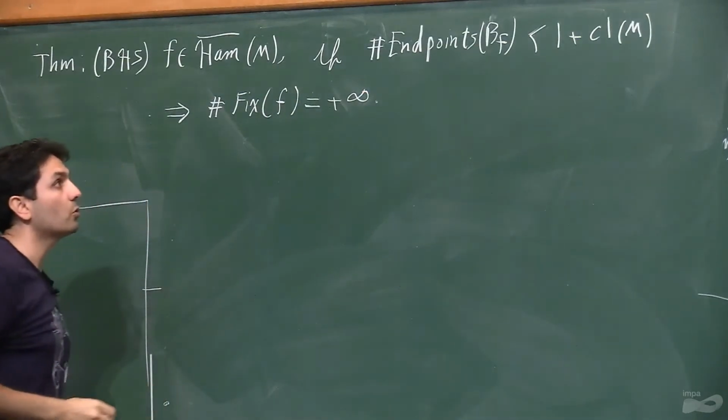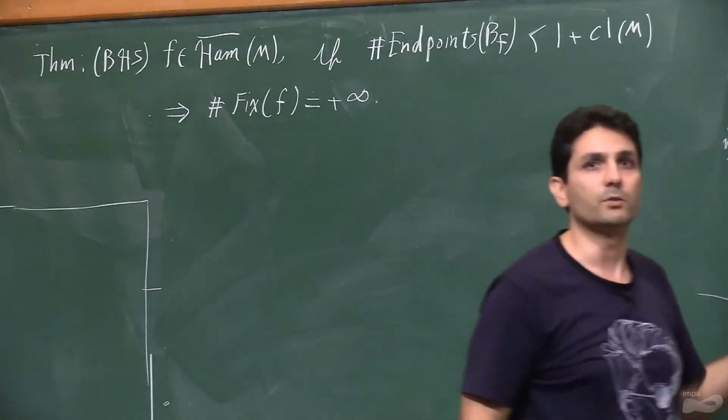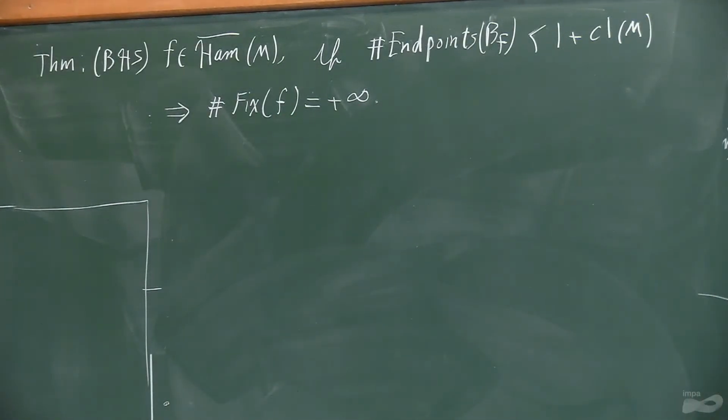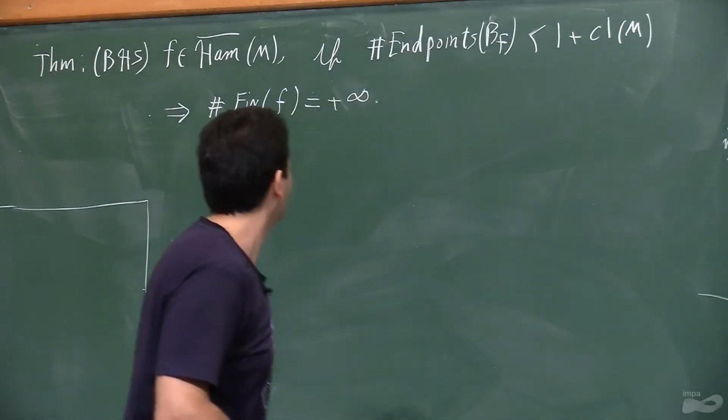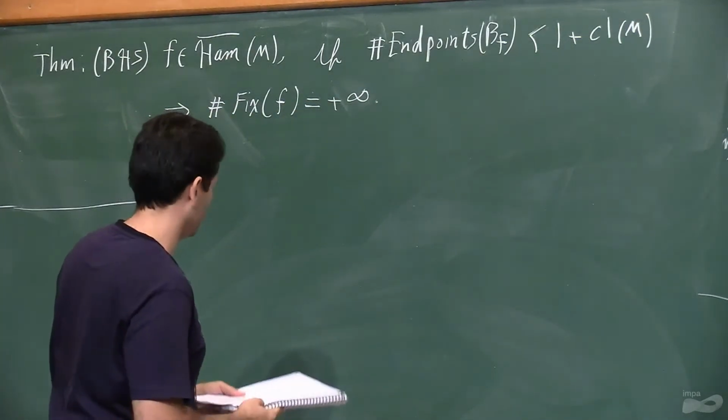Okay? Actually, we could show quite a bit more than that. We could show the fixed point set is very large. In fact, it has homology. And this is a typical sort of thing once you use techniques from Lusternik-Schnirelmann theory. You detect homology of the fixed point set. So the statement could be made more precise than that.